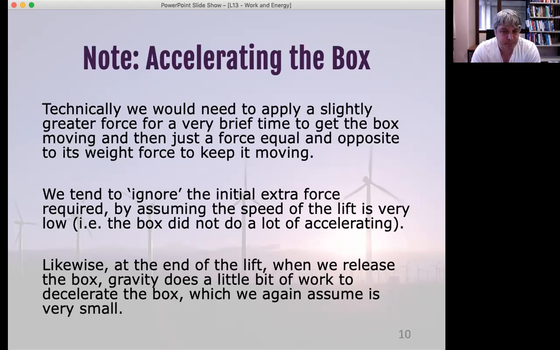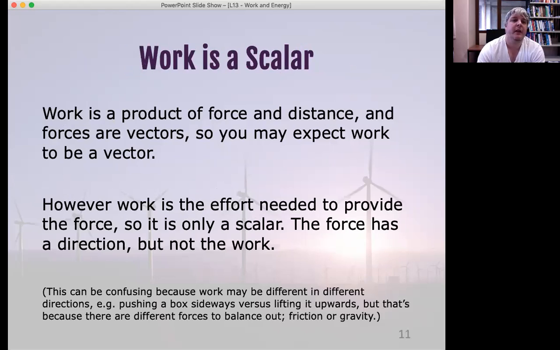We're going to come to that. But for scenarios where we're talking about balancing the forces and when we're talking about moving at constant velocities, we'll often just ignore that change in velocity, where it goes from 0 velocity to some positive velocity, which we're going to assume is very small, and then we can ignore that force needed to change the velocity.